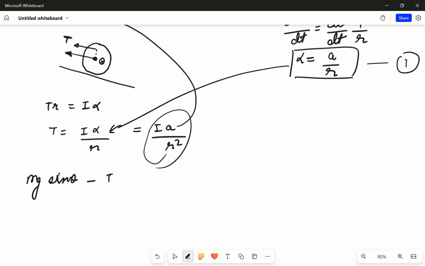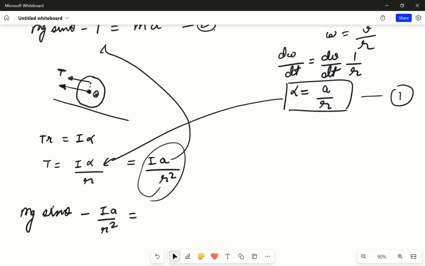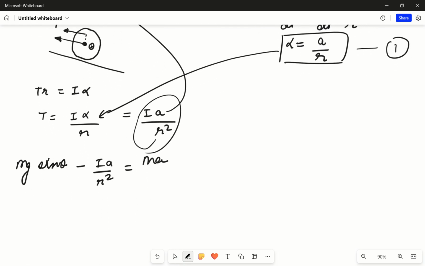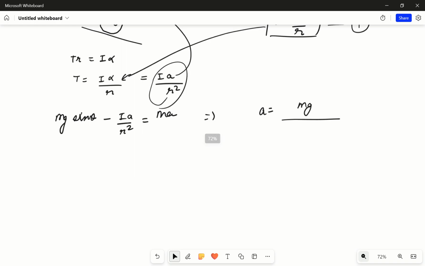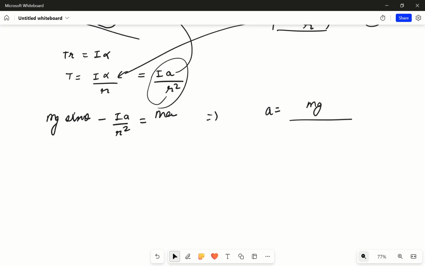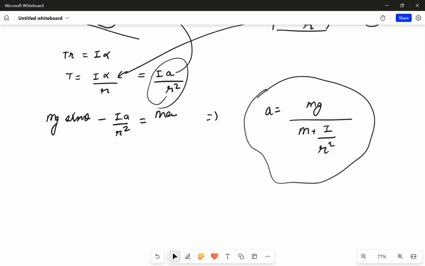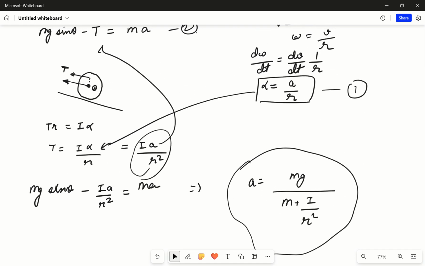mg sin theta minus I a by r square is equal to m a, right? So calculating from this equation, what we get is a is equal to mg sin theta over m plus I by r square. This is the final answer, right? So this was the required answer, and we have found that.